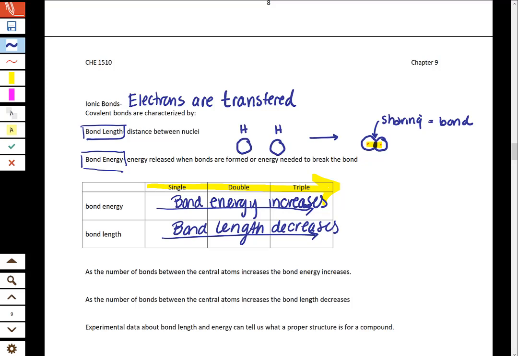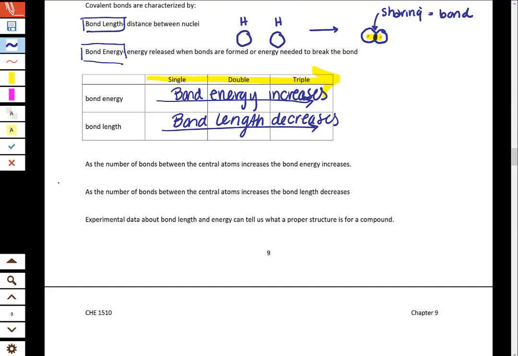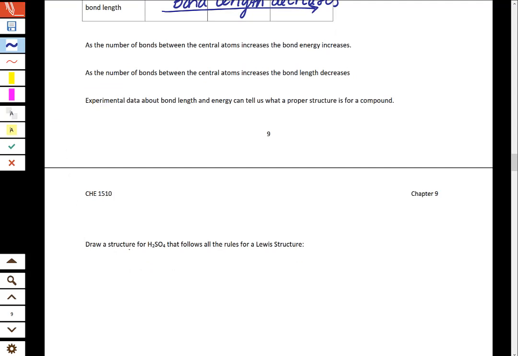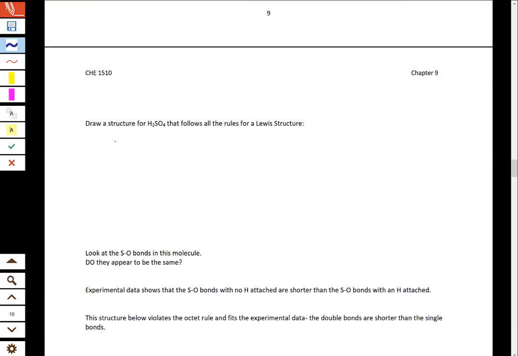So the question is then, why are we even having this conversation? Who cares about the relative energy and length of these bonds? And the reason we're having this conversation is because when we go to the next page and we look at a Lewis structure, I'm going to draw the Lewis structure for H2SO4.